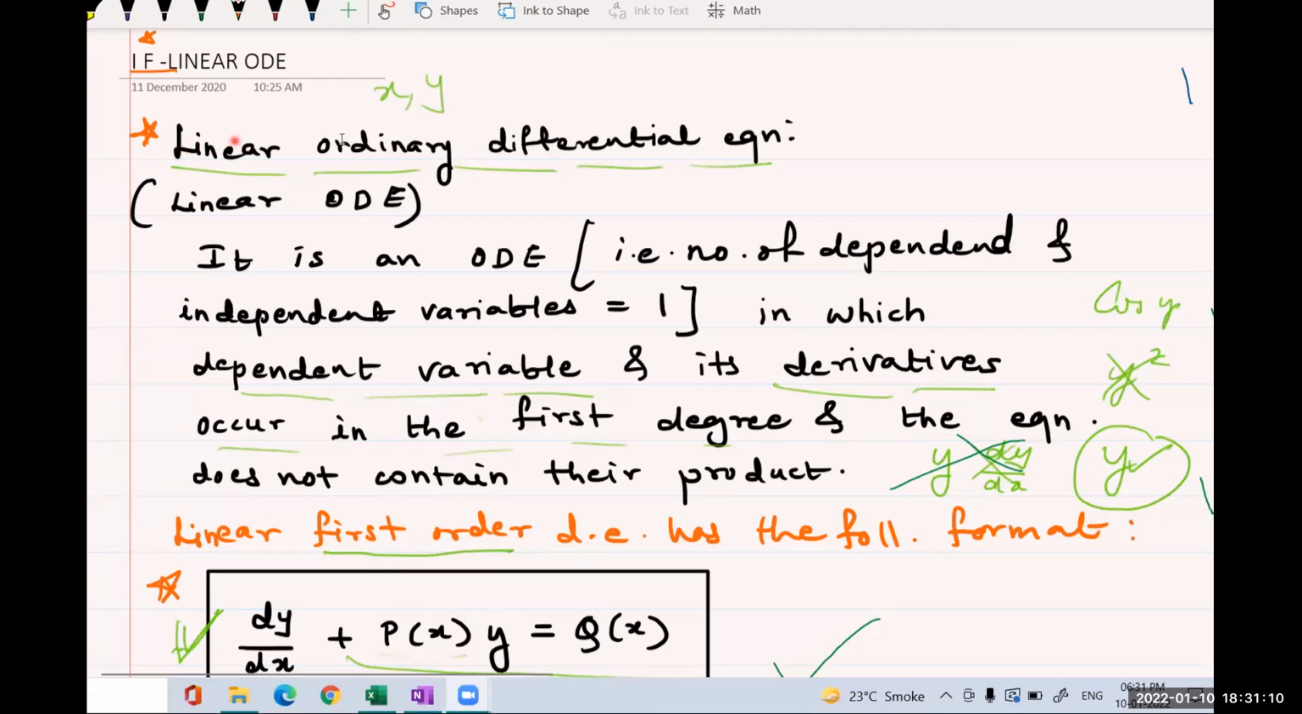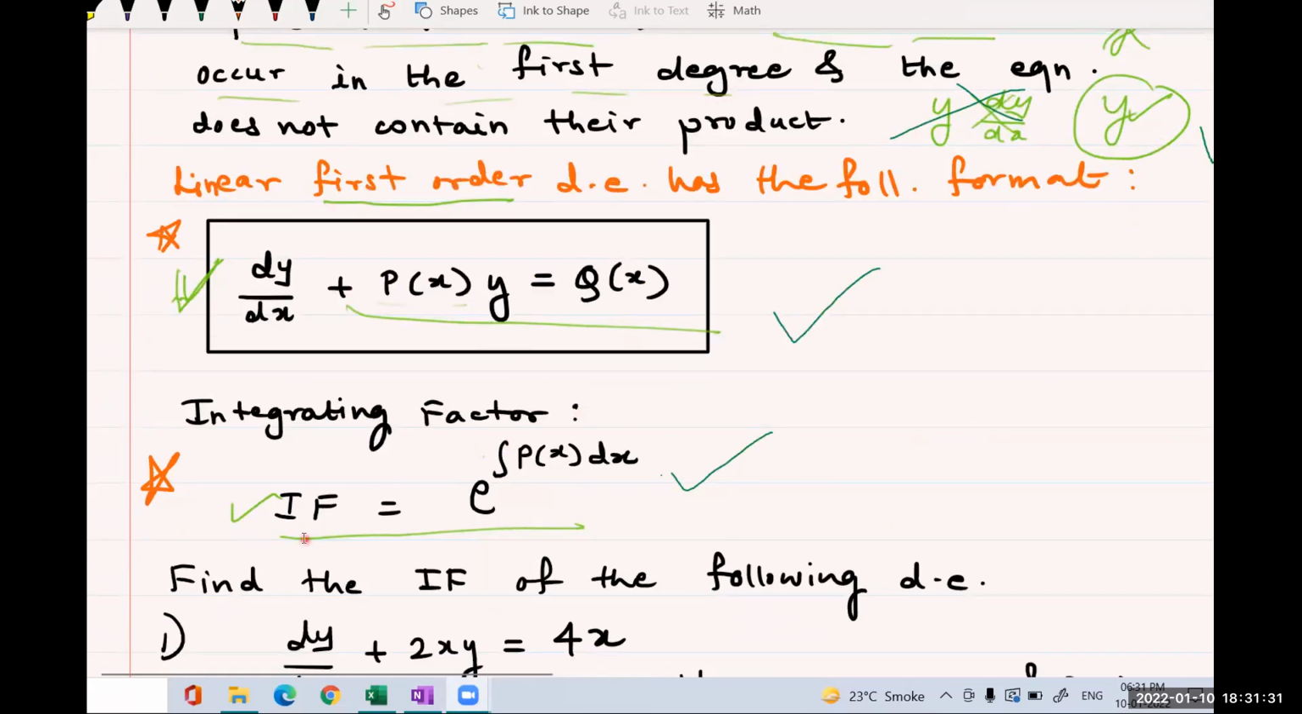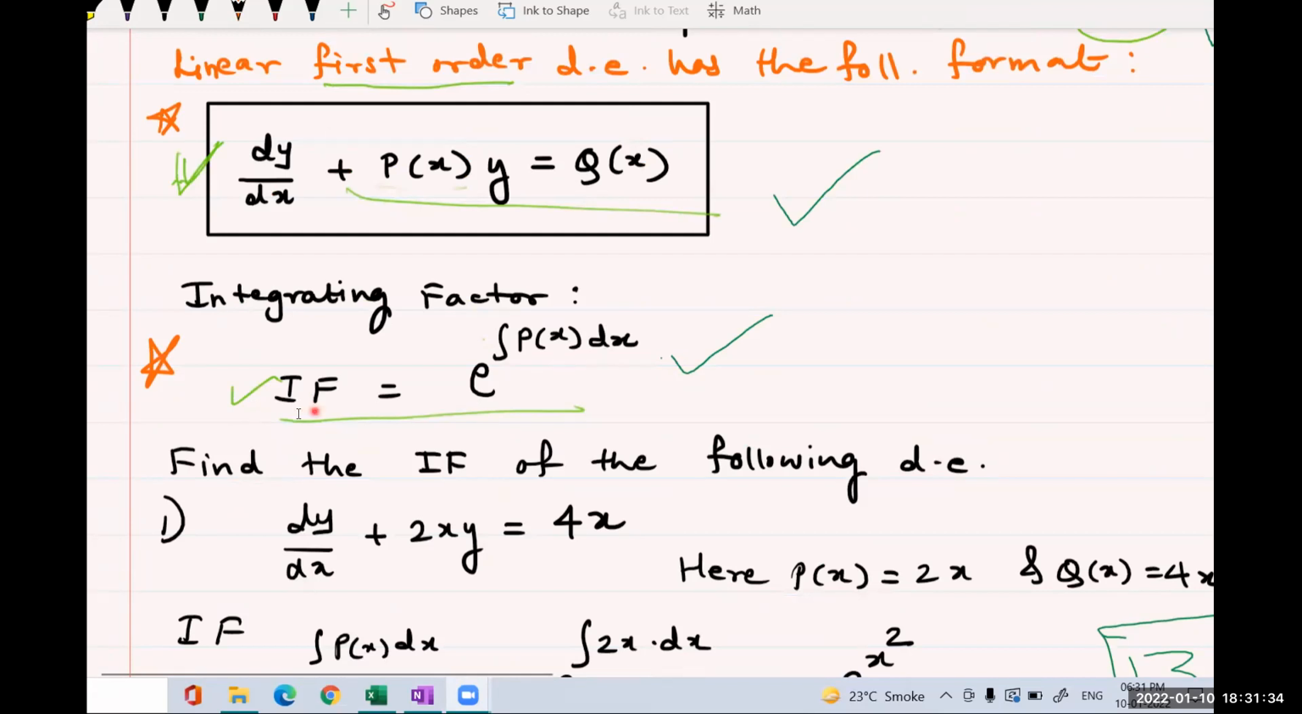Now let us again recall the linear ordinary differential equation. The number of dependent and independent variables is 1, and the dependent variable and its derivative occur in the first degree, and the equation does not contain their product. So we have seen dy/dx plus P(x)y is equal to Q(x). Now the integrating factor of this differential equation, this is the formula for integrating factor. This is another important fact for MCQ. The formula for integrating factor is e raised to the integral of P(x) dx.